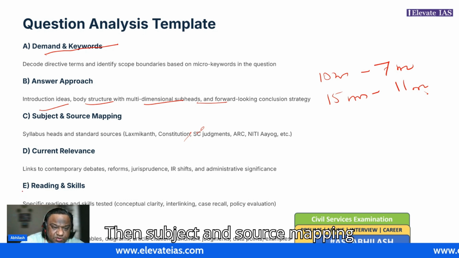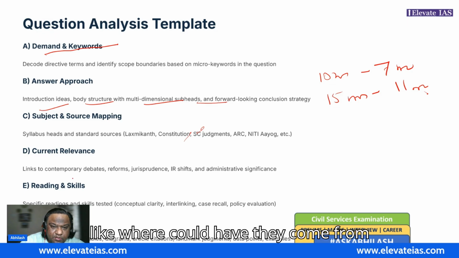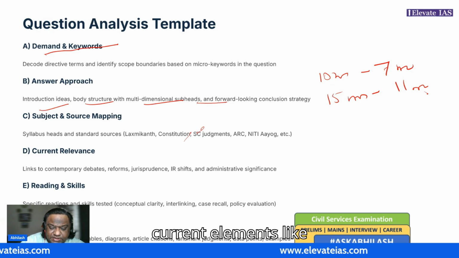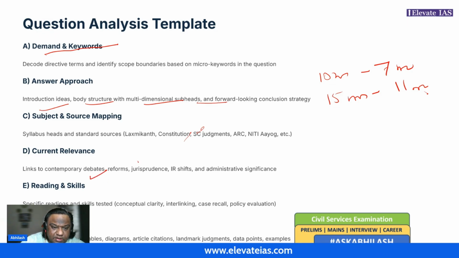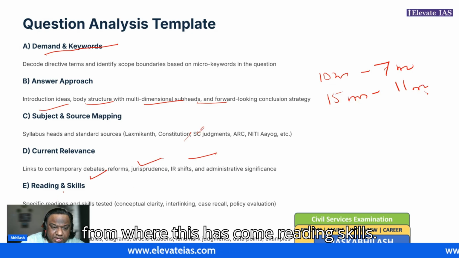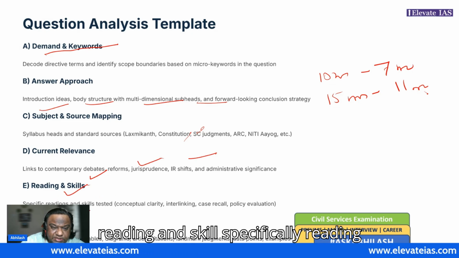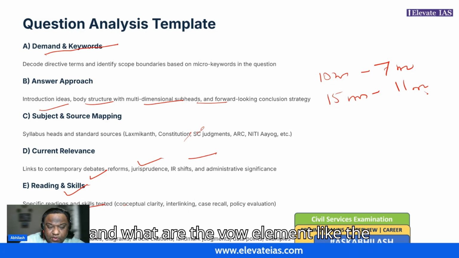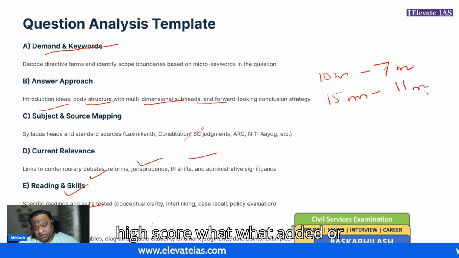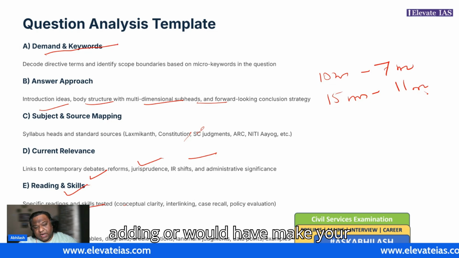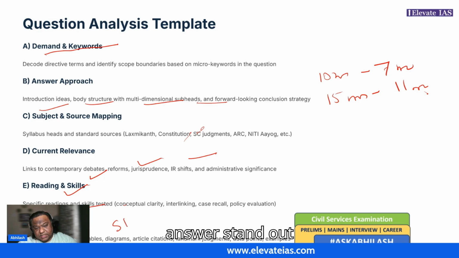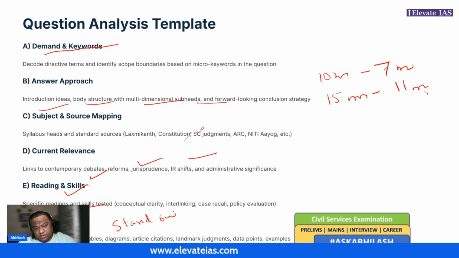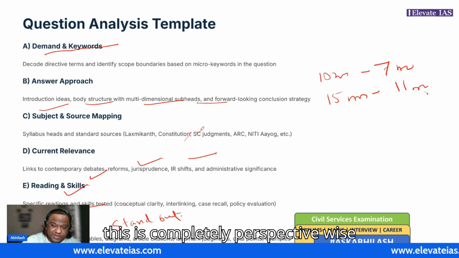Then subject and source mapping, like where could they have come from, current relevance, like where this has come from, reading skills, specific reading and testing skill, and what is the wow element, like the high score, what adding would have made your answer stand out. This is completely perspective-wise.